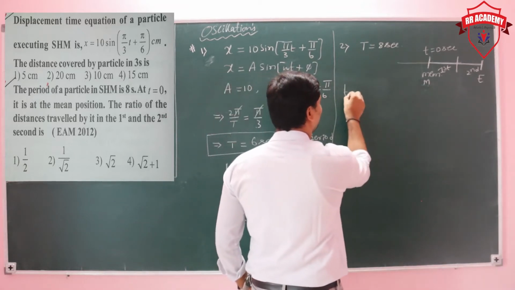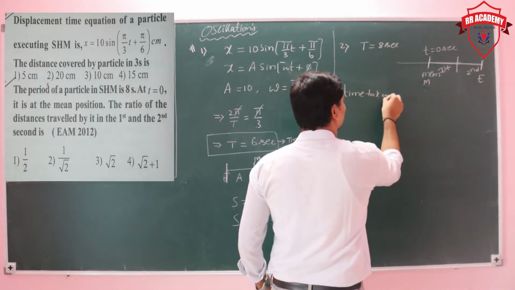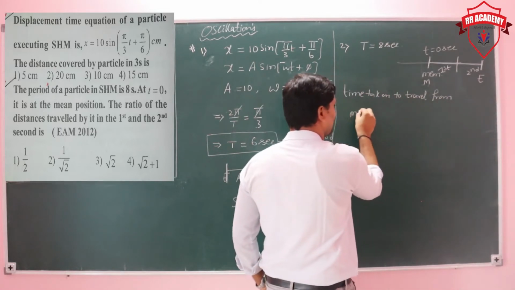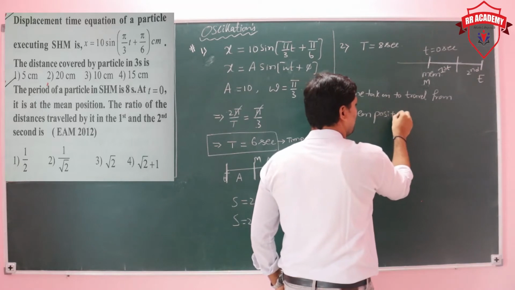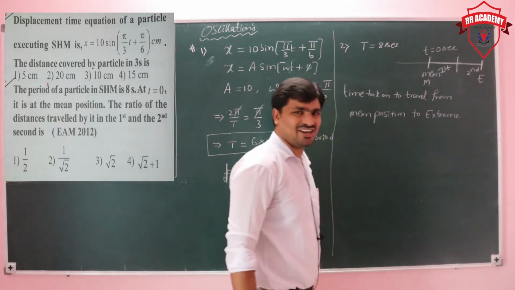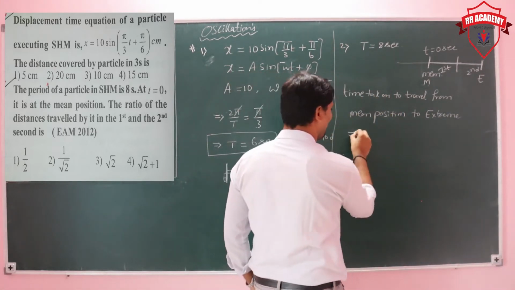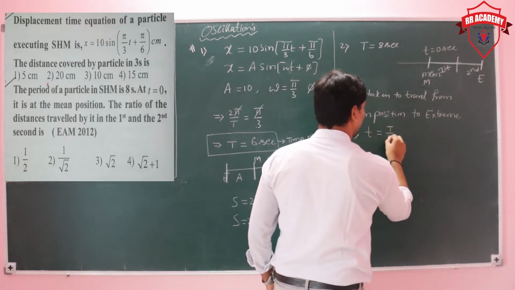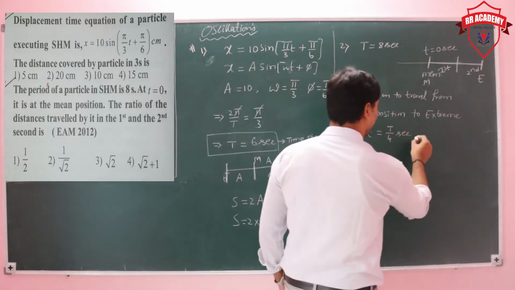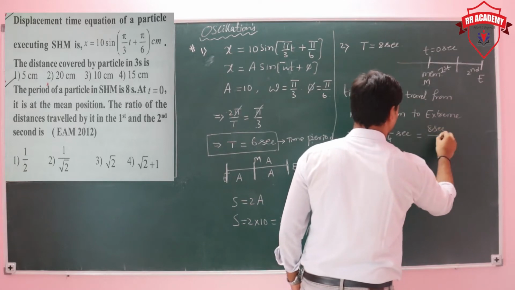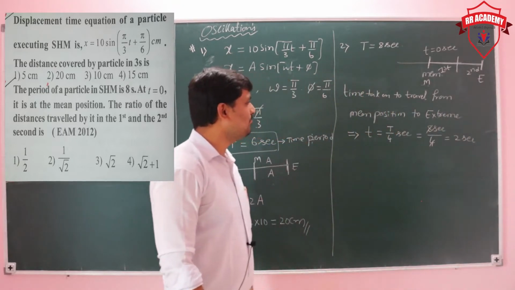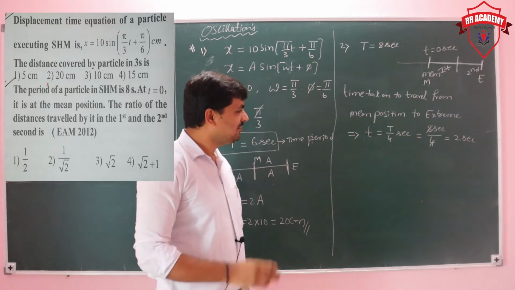The time taken to travel from the mean position to the extreme position is T by 4 seconds. T is nothing but 8 seconds, so 8 by 4 is 2 seconds. So the total time taken from mean to extreme is 2 seconds.